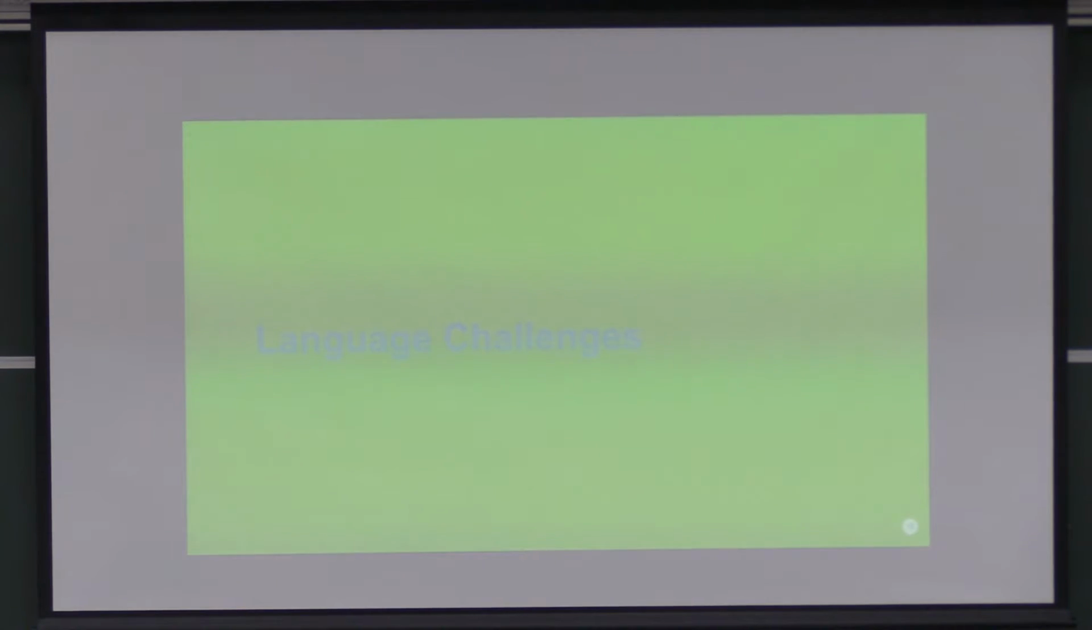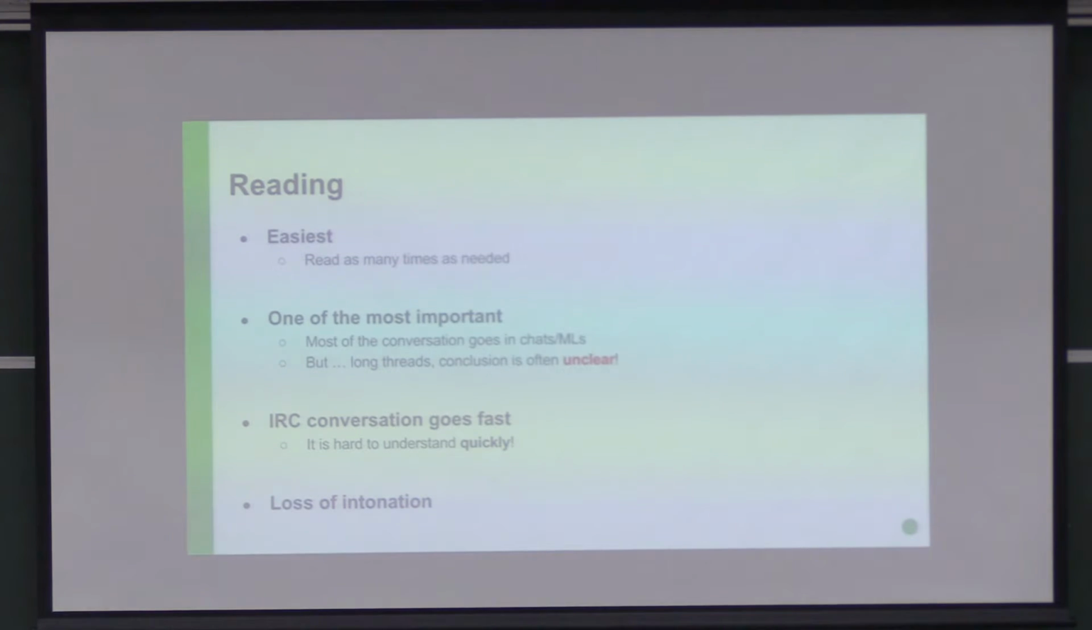So there are a lot of challenges we faced, but we listed four skills for that. First one is reading, second is writing, and then listening and speaking. So first one is the reading part. So reading is, I think, the easiest part to learn, to get the skill.